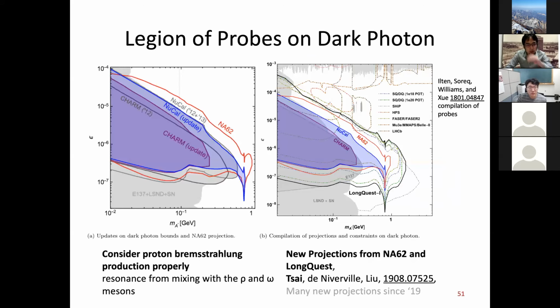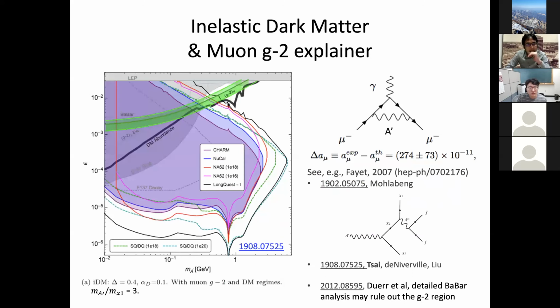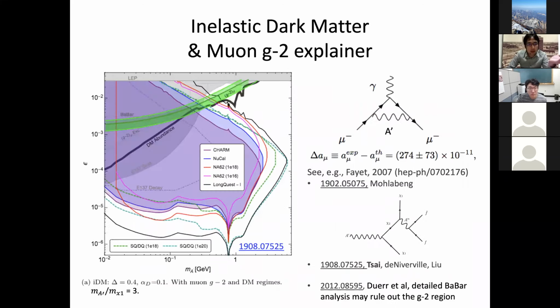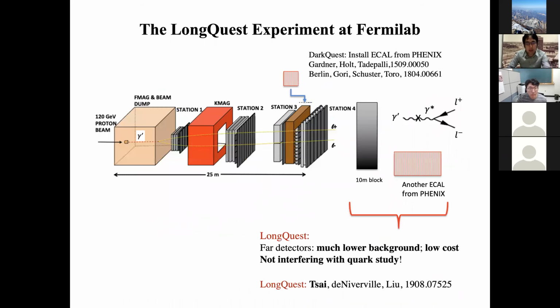I know a lot of people are studying inelastic dark matter, which may be related to muon g-2, and I'm very interested to chat more about this. There are some new constraints you can set by accelerator experiments, and I also propose one experiment called LongQuest at Fermilab that might be able to search for this long-lived particle that you produce from inelastic dark matter in the collision, and you can study it downstream behind this iron block. So you put a new detector here.